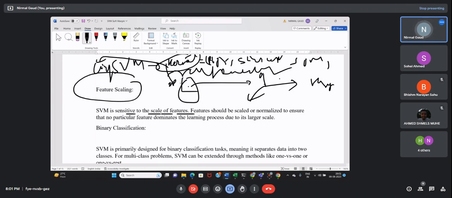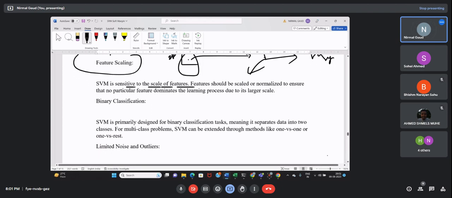So that's what we are learning, assumptions. Assumption number one is linear. Try it. If it is not linear, then go for non-linear. Also, you need to perform feature scaling. You need to scale your features.